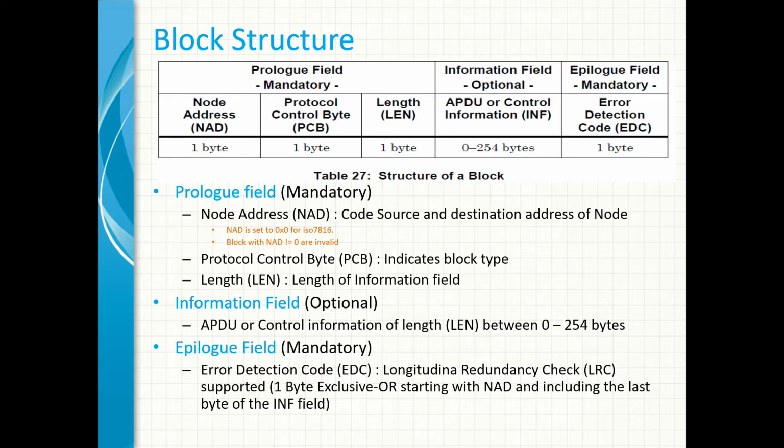The third component is the length, which codes the amount of bytes to be located in the next field, which is the information field. And that is why it is optional, because it can also be empty depending on the use case. But it is exactly where our commands and responses will always land. Check the video on commands and responses to learn the basics if you haven't done so yet. The last field is the epilogue, which is the error detection field. It contains the error detection byte, which is the exclusive OR of all the bytes in the block.